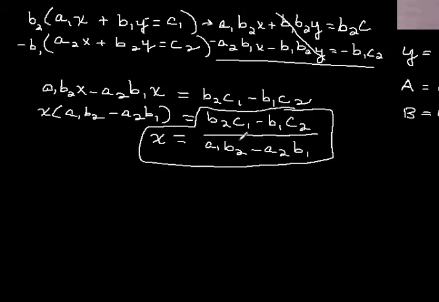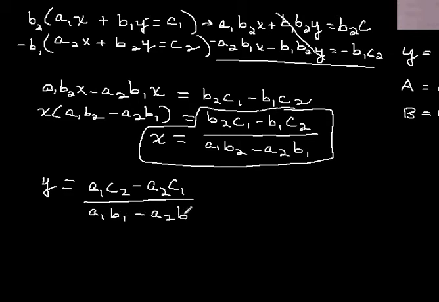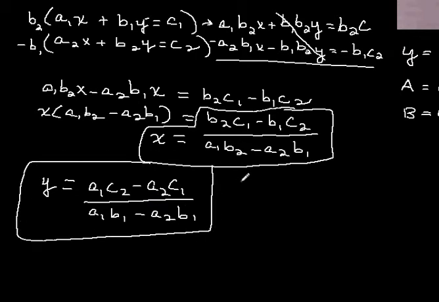So we can do the problem if we have what x is, and if we do the same thing for y, we get y equals a sub 1, c sub 2, we would eliminate the x's this time, minus a sub 2, c sub 1, all over a sub 1, b sub 2, minus a sub 2, b sub 1. So we would use these two formulas to get our x and y values.